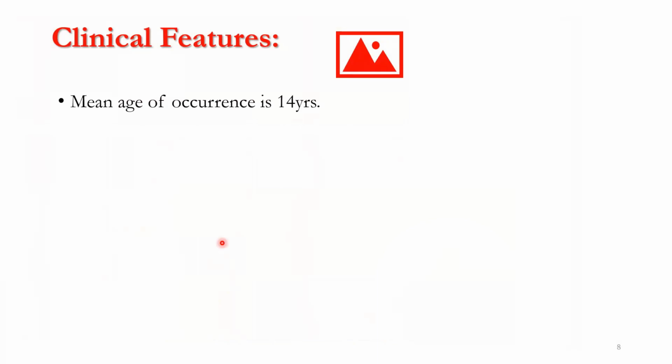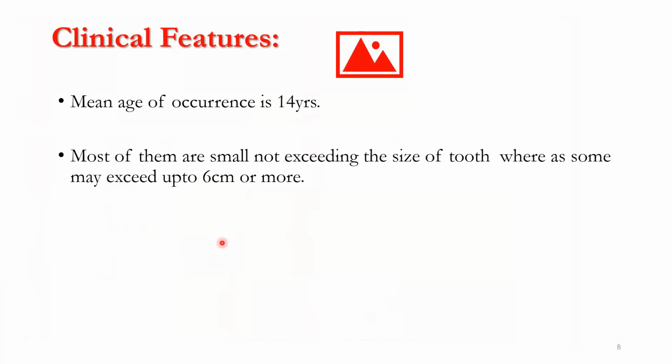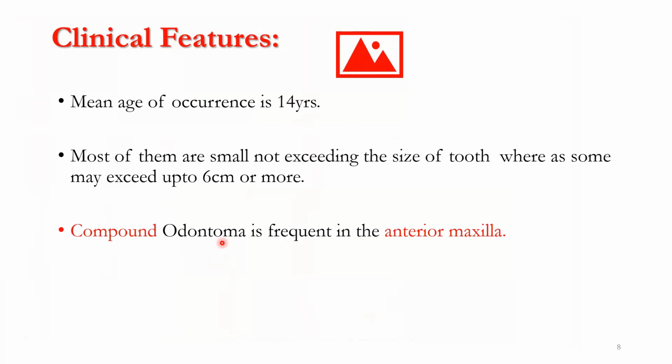Let's begin with the clinical features of both together. Mean age of occurrence is 14 years. Most of them are small and resemble the size of the tooth itself, but they can even grow as big as 6 centimeter or even more.